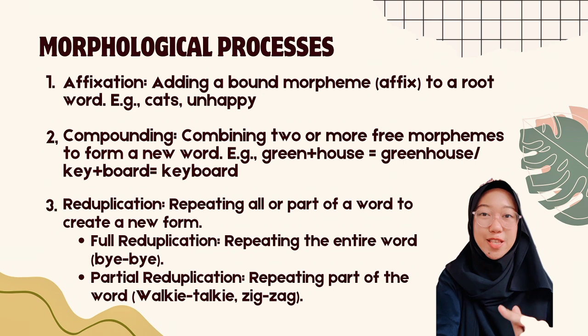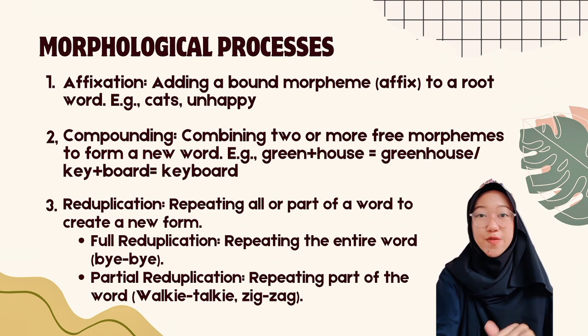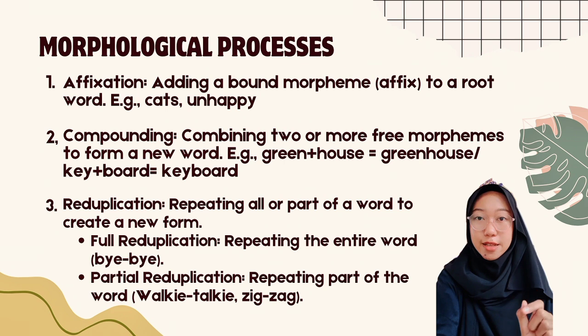And last, we will learn about morphological processes. Morphological processes are how a word is formed. Here are some processes that we will learn. The first, affixation. Affixation is adding a bound morpheme to a root word. For example, cat. Cat is a root word, and the suffix s is a bound morpheme.